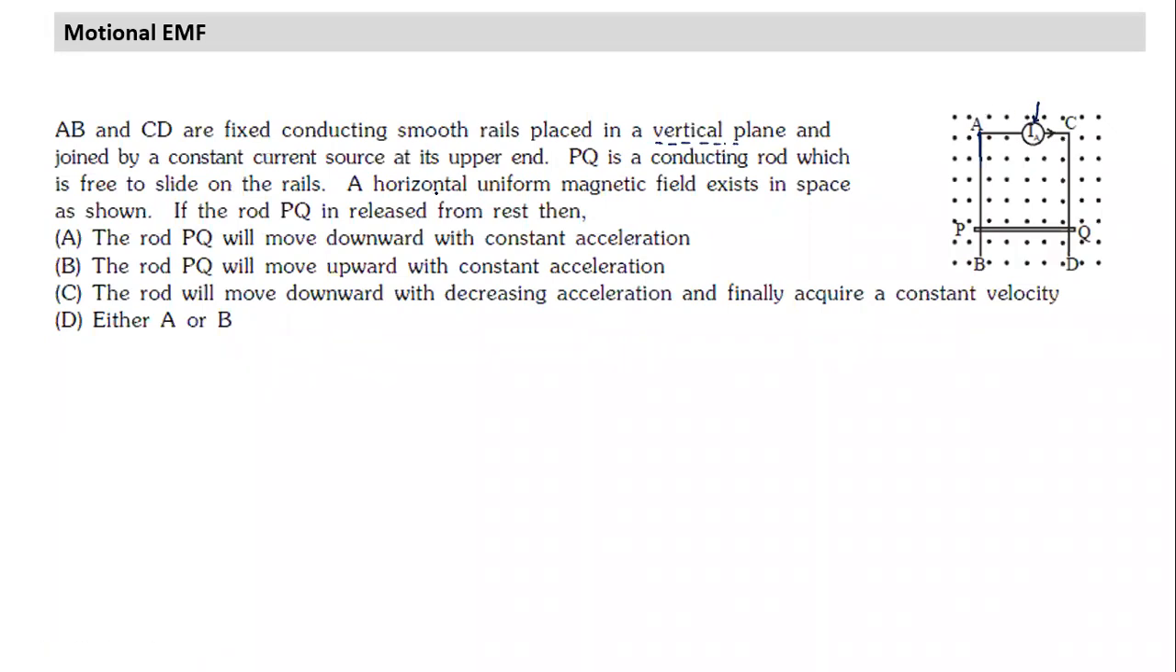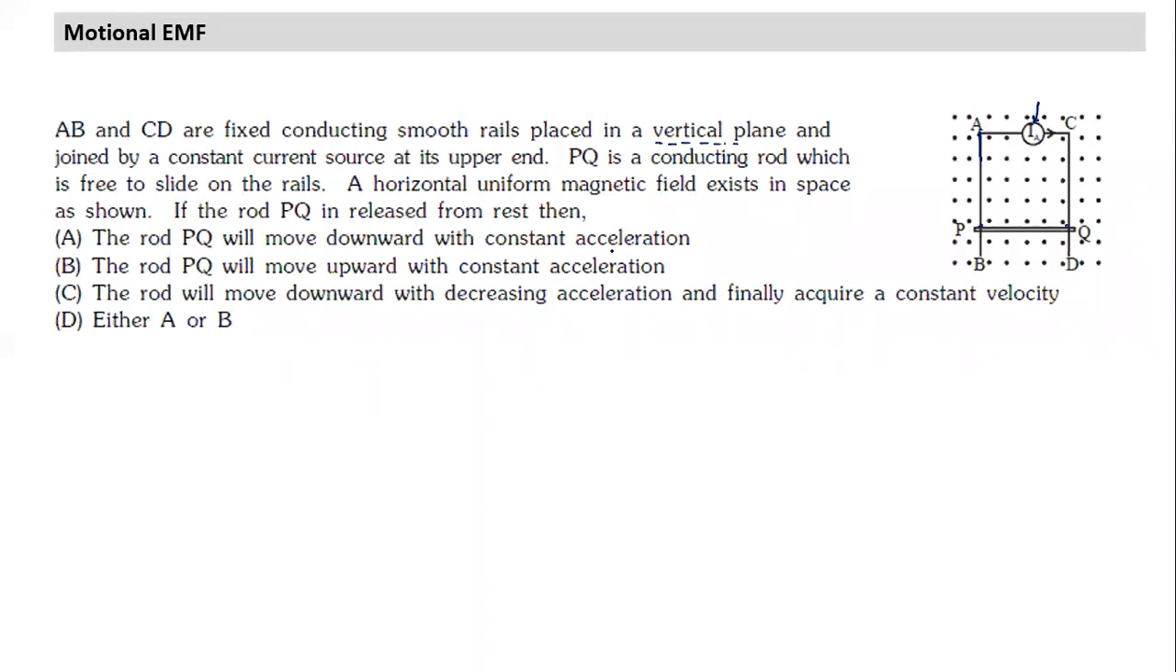Okay, and a horizontal uniform magnetic field exists. Since the field is uniform and this is vertical, the field will be perpendicular. The field also is given perpendicular to the plane here. A rod PQ is released from rest. This rod is in touch with, and sliding on, these two rails here. So this rod, the current is constant.